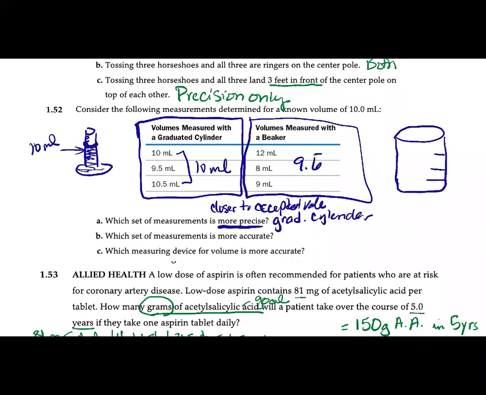And which measurement is going to be more accurate? Now this is different. Accurate is how close measurements are to all the other measurements. Well, these are all pretty close here with our graduated cylinder. Whereas here we have a range from 12 to 8. That's a huge range of values. And so that's not very accurate. So our accurate ones are also the graduated cylinder. So which measuring device for volume is more accurate? Which one do you want to be using? Well, I want to get my answer right more of the time, so I'm going to use a graduated cylinder, even though I can't spell it.